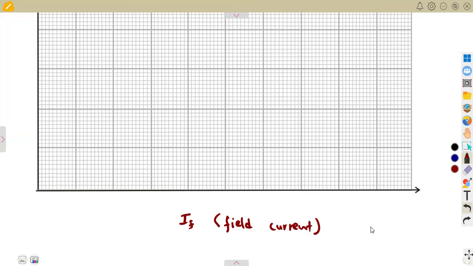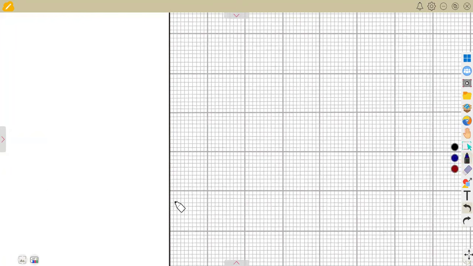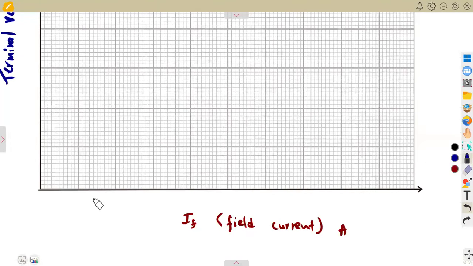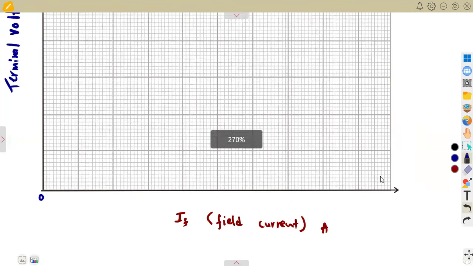Okay, so we have our field current in amps, and on this side we are going to have the terminal voltage, which is measured in volts. According to the current, we saw that it is 2, 4, 6. So the suitable scale that we can use is 2, 4, 6, 8. You can choose 2 centimeters to represent 2 units on each and every box. So that's 2, 4, 6 and so on.